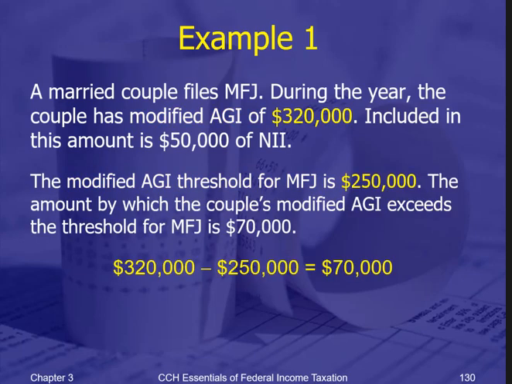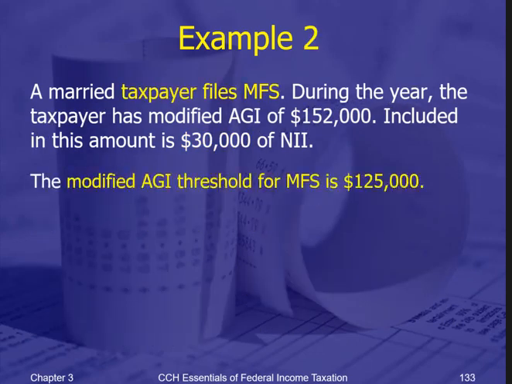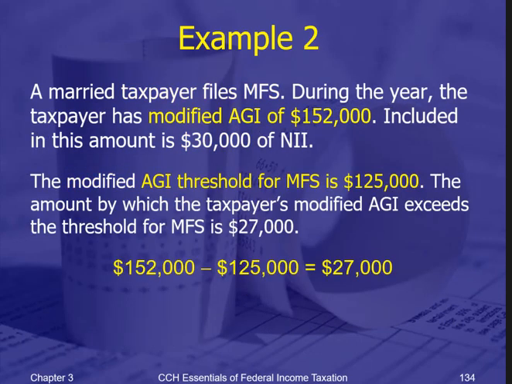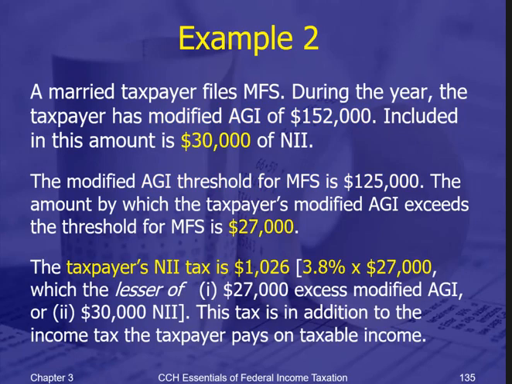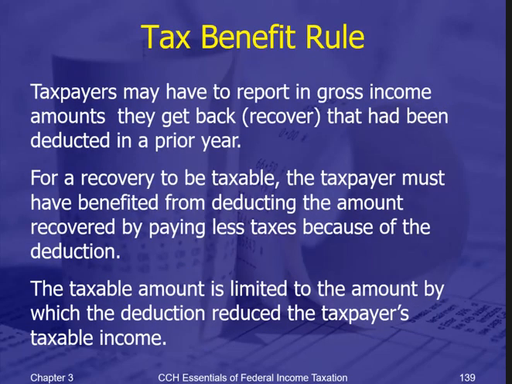All right. The difference is 70. They're over the threshold by 70,000. They have 50,000 net investment income. They pay 3.8% of the 50,000. And they're over the threshold 27,000. They have 30,000 net investment, so they pay 3.8% of the 27,000, the lower of the two. And a third example as well.